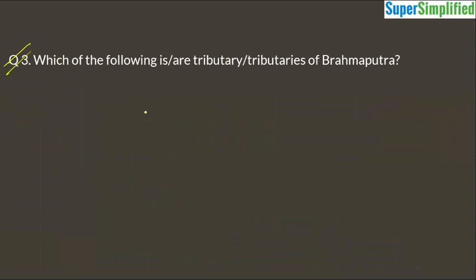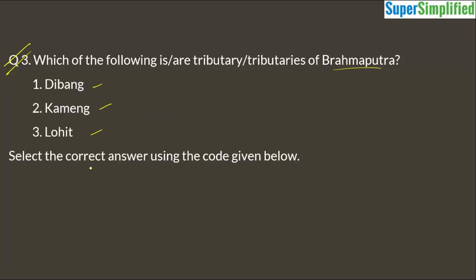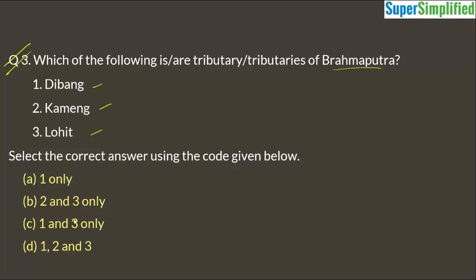Okay, now coming to the next question, question number 3. Which of the following is or are the tributary or tributaries of Brahmaputra? Now this is a very factual question. If you know about it, you know about it, otherwise you cannot attempt it. Options are Dibang, Kameng and Lohit. Select the correct answer using the code given below. A, 1 only, B, 2 and 3 only, C, 1 and 3 only, and D, 1, 2 and 3. The correct answer is D, 1, 2 and 3.